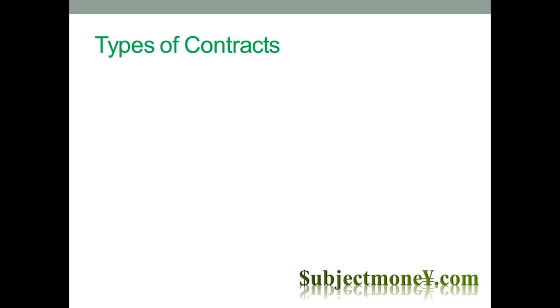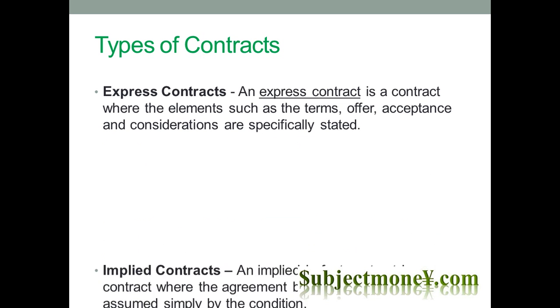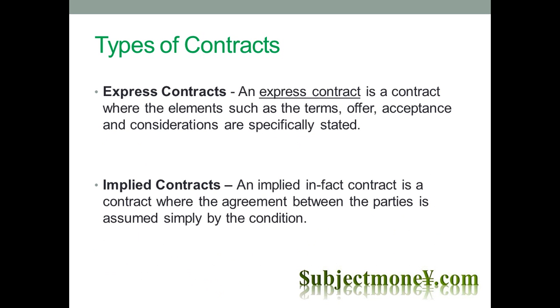Different types of contracts. Contracts can be express contracts or implied contracts. An express contract is a contract where the elements such as the terms, offer, acceptance, and considerations are specifically stated, as opposed to an implied in fact contract where the elements are assumed. An implied in fact contract is a contract where an agreement between the two parties is assumed simply by the condition.